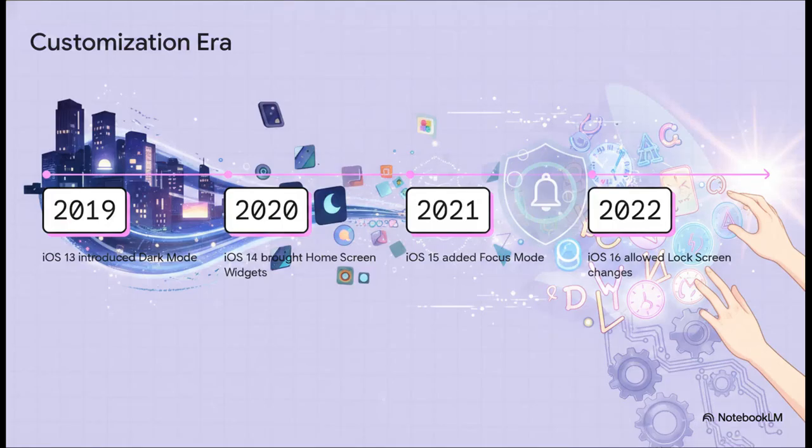This rapid evolution kicked off in 2019 when iOS 13 brought dark mode, completely changing the system-wide aesthetic at the tap of a button. Then in 2020, iOS 14 finally broke that grid by letting us drop widgets directly onto our home screens. 2021 gave us focus mode to custom filter our notifications, and 2022's iOS 16 let us totally redesign our lock screens with custom fonts and colors. Over just a few short years, the interface became deeply personal and completely user-controlled.